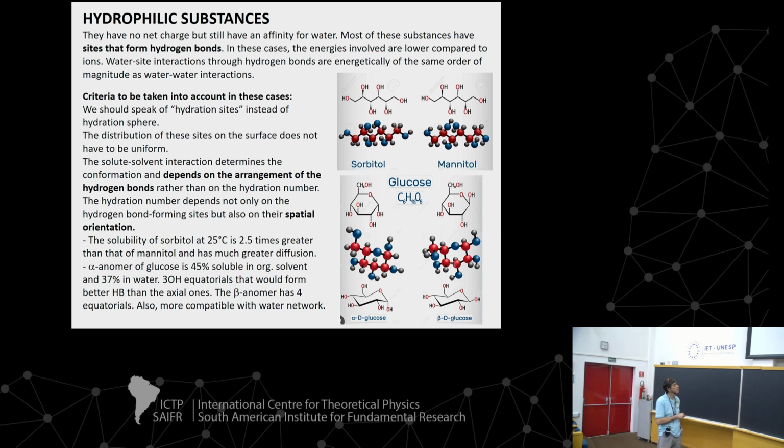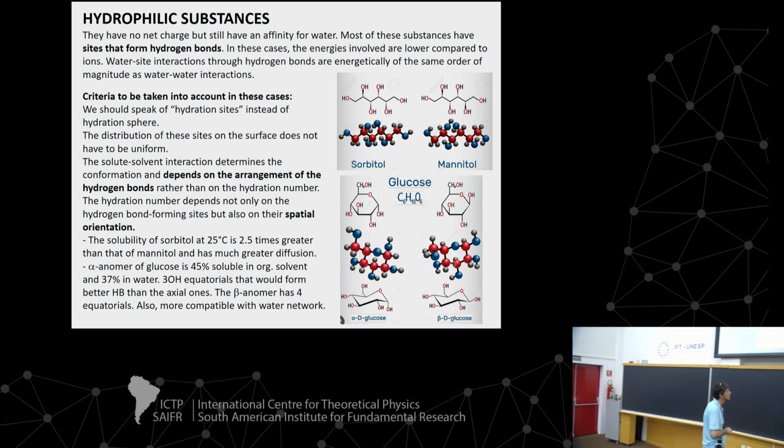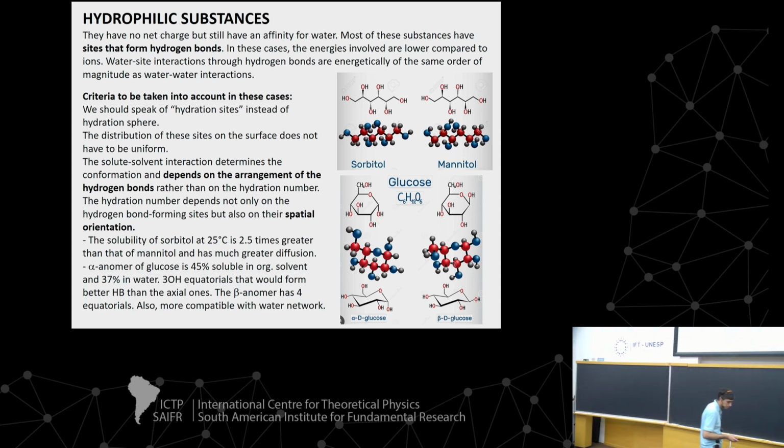This is also the case of the different anomers of glucose, where you have the alpha and beta anomers. Again, here you have a difference in the position of these hydroxyls. Here you have one more hydroxyl in the equatorial position, which is more able to interact with water, and so it's going to be more soluble.